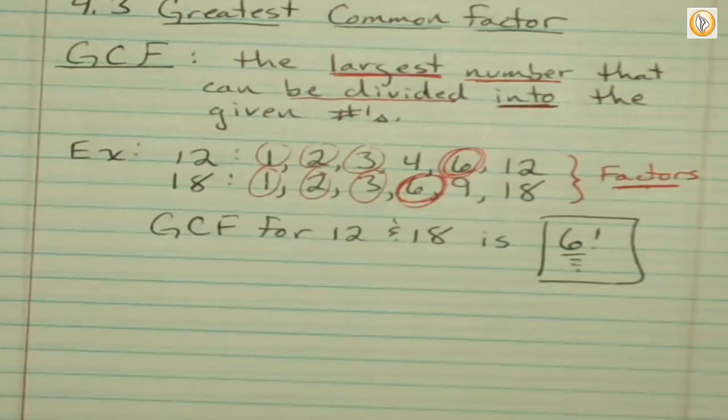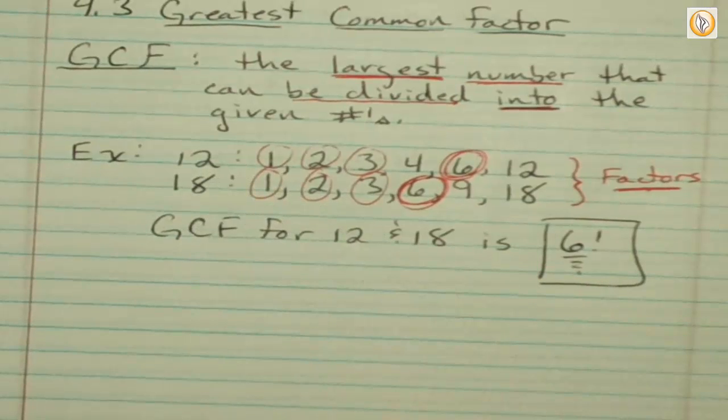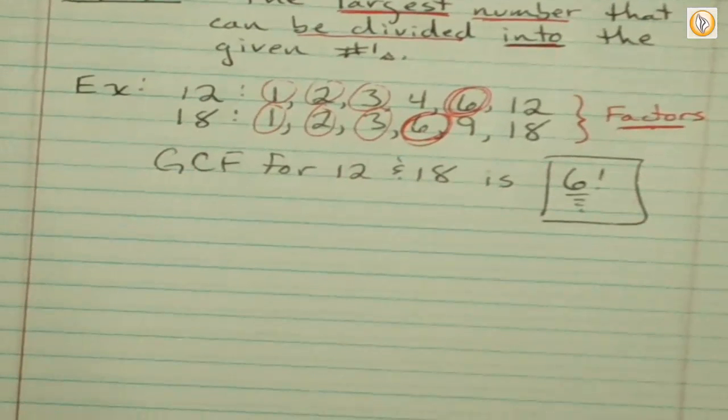Okay, but you know your book isn't going to be as kind as to give you nice little numbers like that where you can just list the factors or think about it and come up with the greatest common factor. They're going to give you numbers that are quite large. It's going to be like IXL. It's going to be a little bit more challenging.